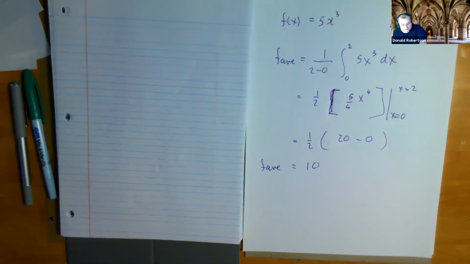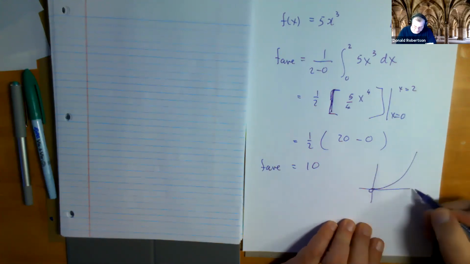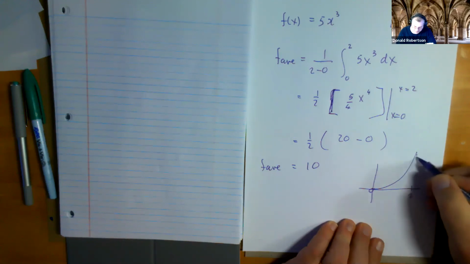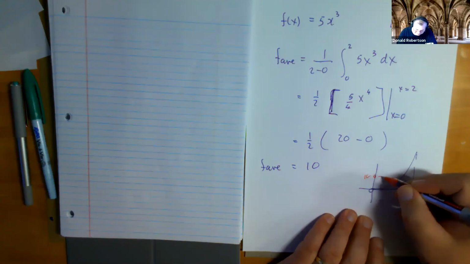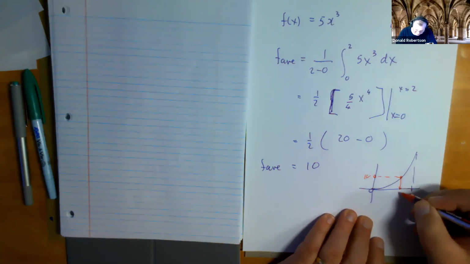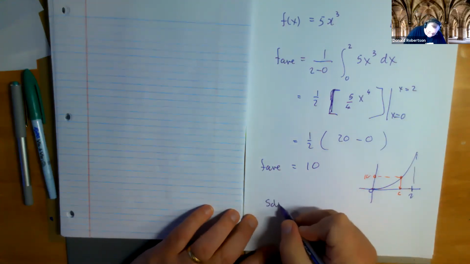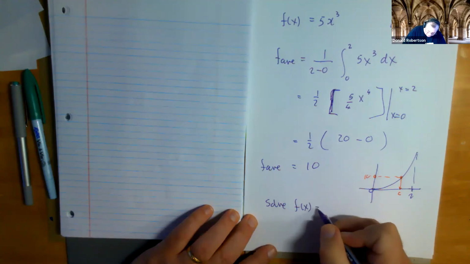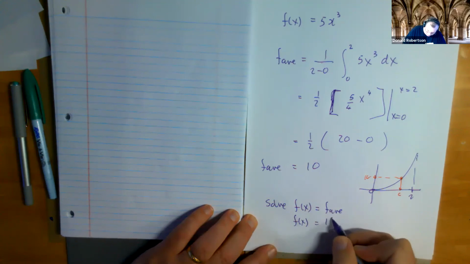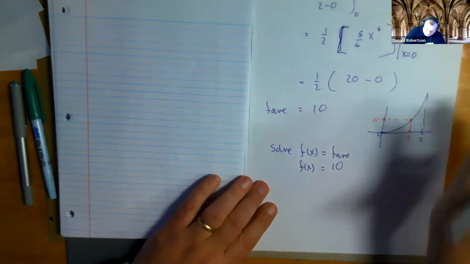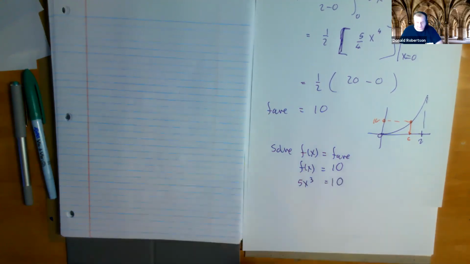So what we're going to do now is, can you imagine that 5x cubed looked like this? And that was 0, and this was 2. And we've just found out that the average value is 10. I'm trying to find that guy, which we call C. To find him, you solve when is the original function equal to the average value? When is the original function equal to 10? So we have to solve when is that guy equal to 10?